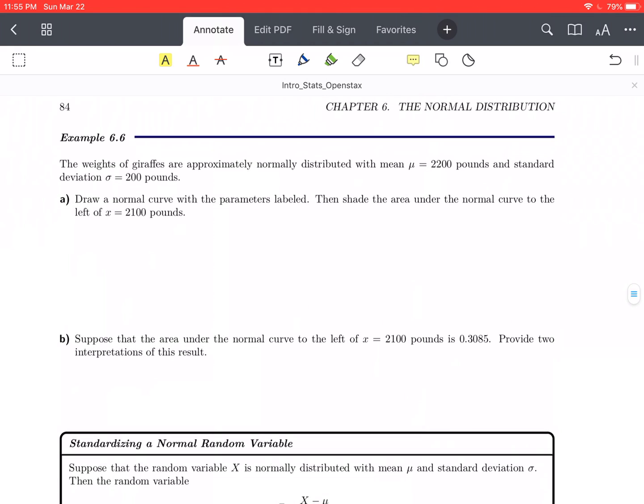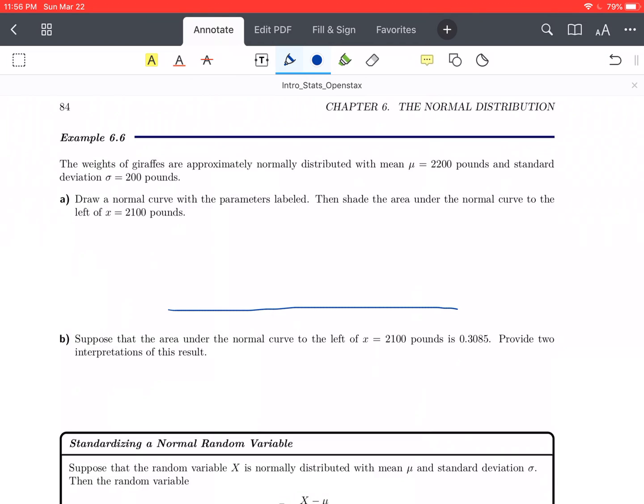The weights of giraffes are approximately normally distributed with mean 2,200 pounds and standard deviation of 200 pounds. First off, draw a normal curve with the parameters labeled, then shade the area under the normal curve to the left of x equals 2,100 pounds. So let's go ahead and do that. I'm going to space it out, give me some extra room to write, and I'll try to make it as bell-shaped as I can.